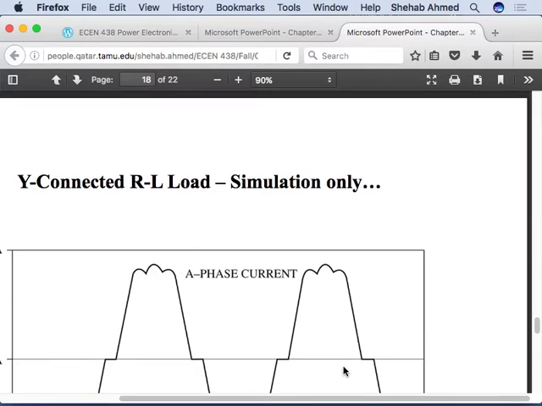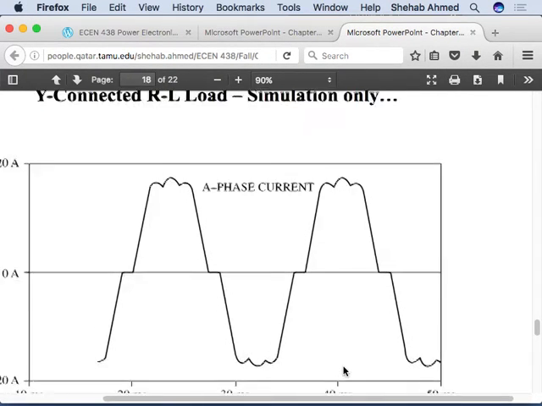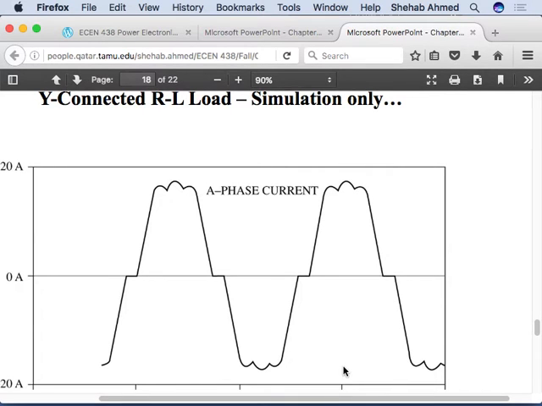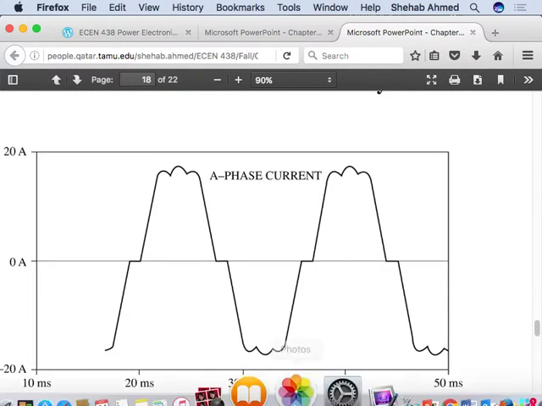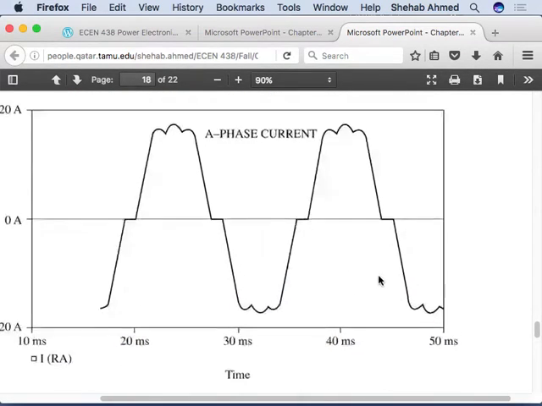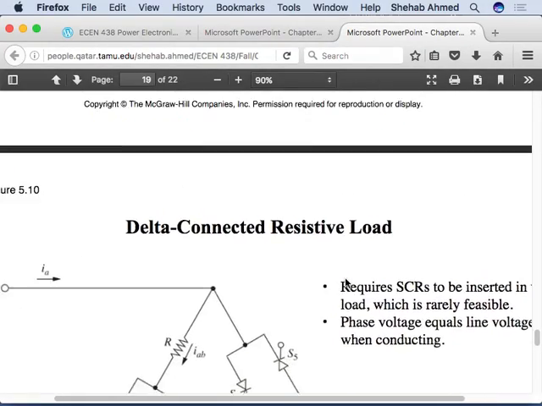This is only the resistive load case. We did not do the inductive load case because it's too complicated to draw. What they do in the textbook is tell you, okay, we can simulate it if you want, but we will not do the RL load case yet for this circuit.